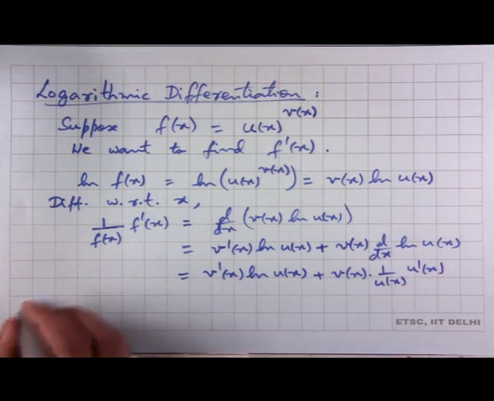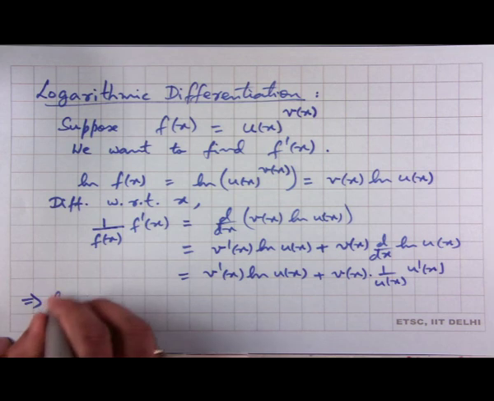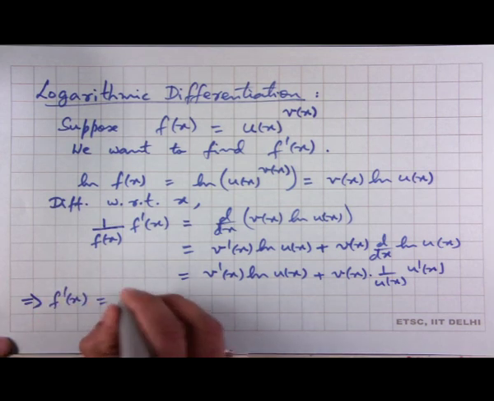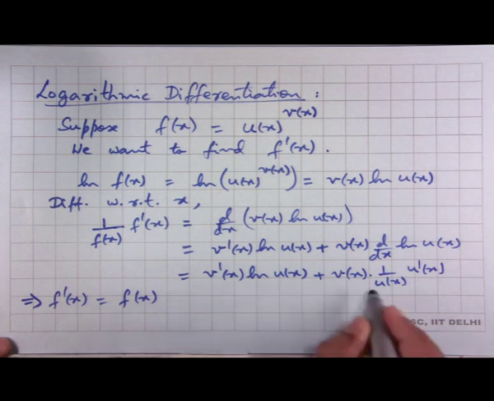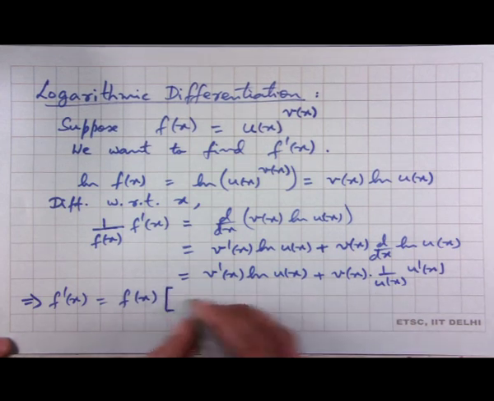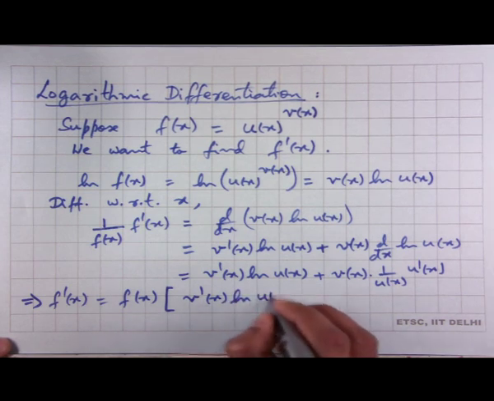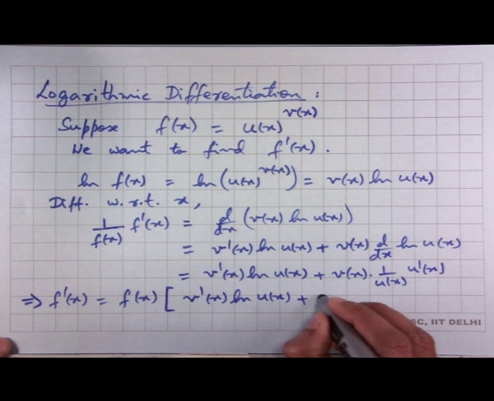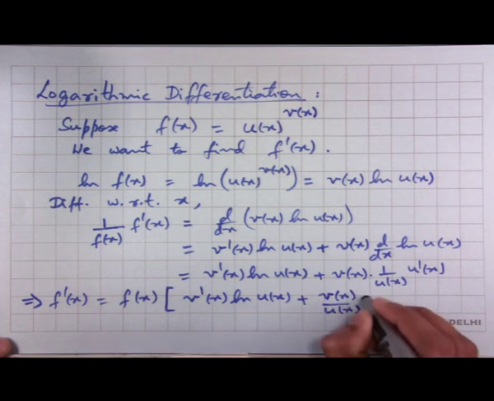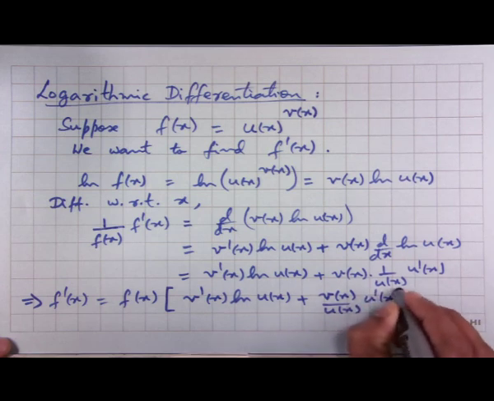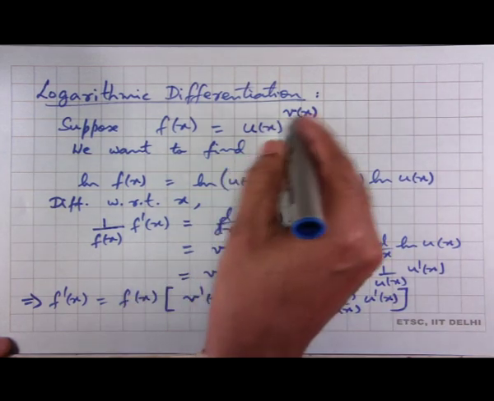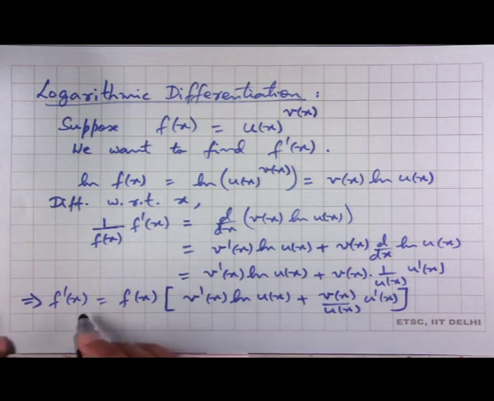So, this implies f prime x is equal to f x times this quantity here, that is v prime x ln u x plus v x by u x times u prime x, and f x is nothing but u x to the v x. So, we get the derivative of f of x in terms of x. So, let us look at some examples.